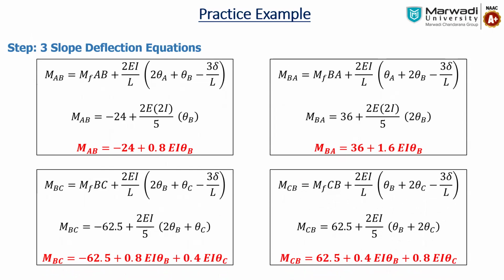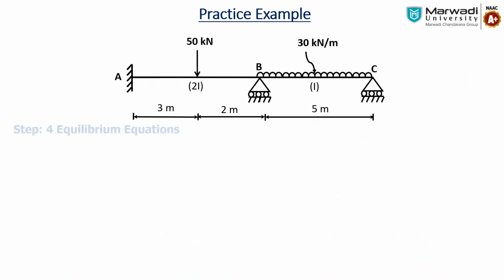slope deflection equations. If it is one span, there will be two sets of equations. So we have two spans, so in total four equations we have generated. Now the next step is the equilibrium equations. Equilibrium equations are with respect to our unknowns. So we have two unknowns.